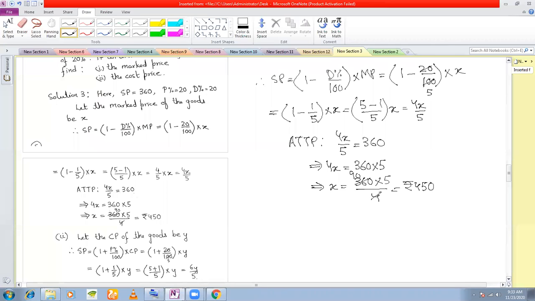Just like this in profit and loss, when you did not know the cost price and you were calculating the cost price from the selling price, then you assumed cost price to be X. Similarly, when you're calculating the mark price from the selling price, you assume it to be X and calculate it exactly as I have done here. Okay. So I stop here for today.